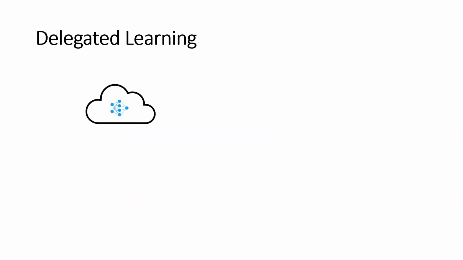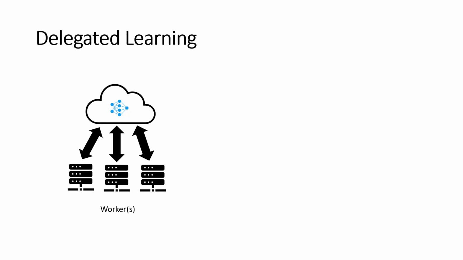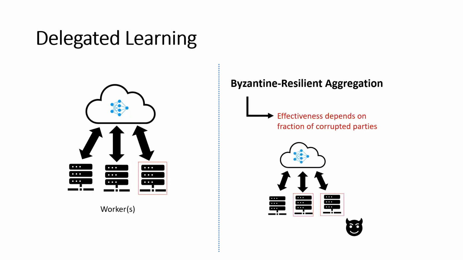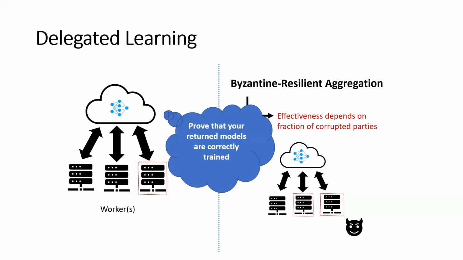Also, in delegated training, for example, in distributed training where there are multiple servers training a model, some parties can be malicious, and we want to check that all results returned by the workers are correct. The solutions in the distributed setting are for poisoning-resilient aggregation. The problem with these solutions is that the effectiveness only depends on the fraction of corrupted parties. So we can ask the workers to prove that they have trained their model correctly.